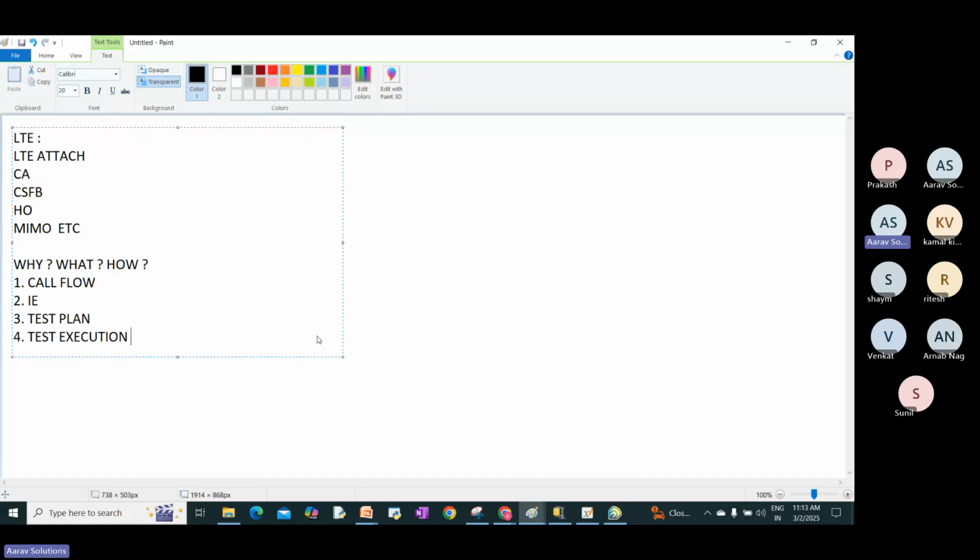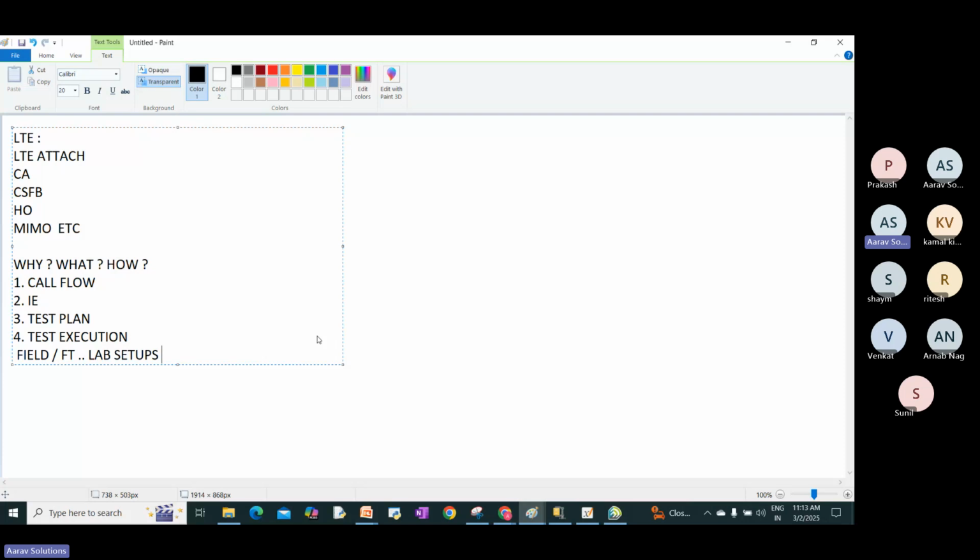Okay, execution. When we say execution, the different lab setups will come into the picture. Different lab setups means we have field testing, which we call FT, and we have lab setups.